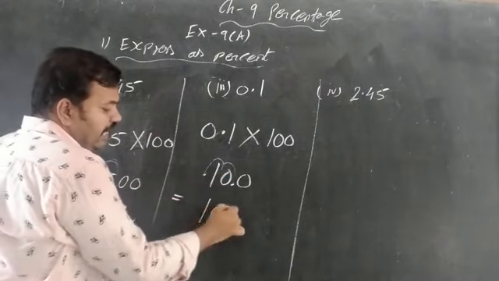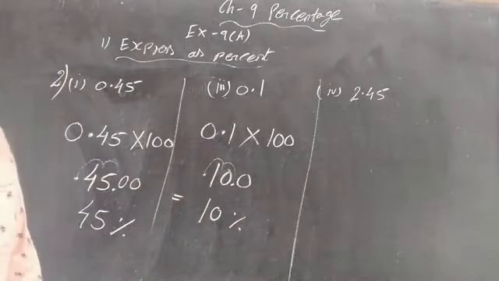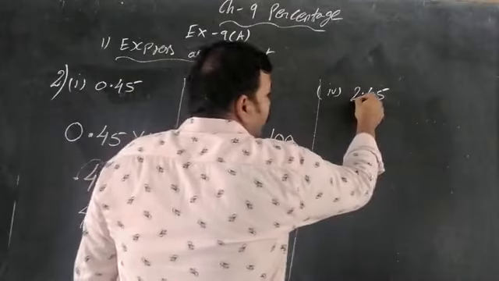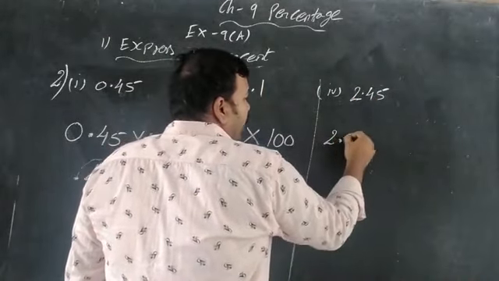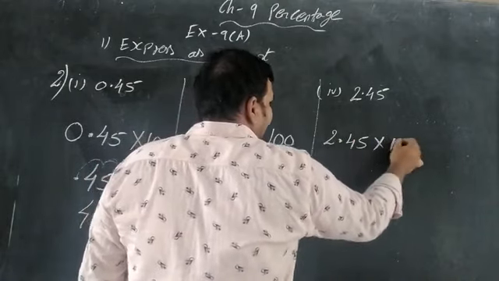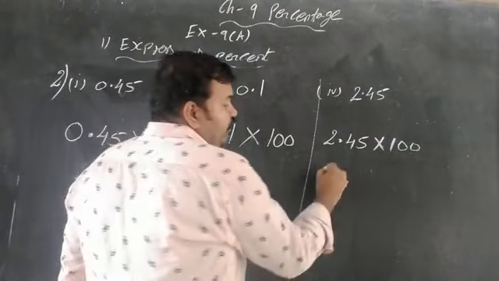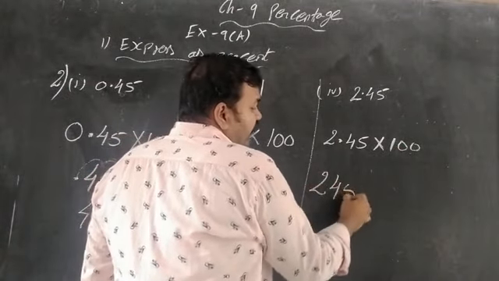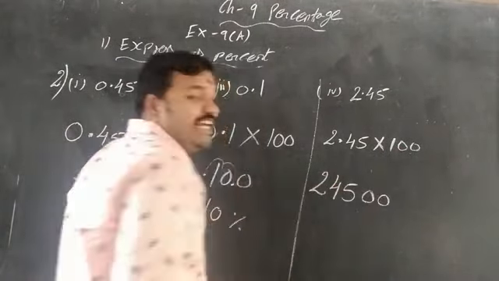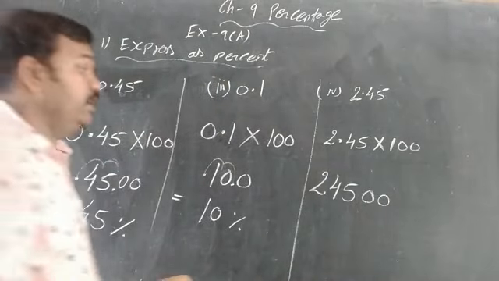10.0 means 10 percentage. Next one is 2.45 is given. 2.45 into 100. This 100 belongs to percentage. Now, what you have to write is, first forget about the point and write 245, 2 zeros. Decimal places will change to 2 digits.